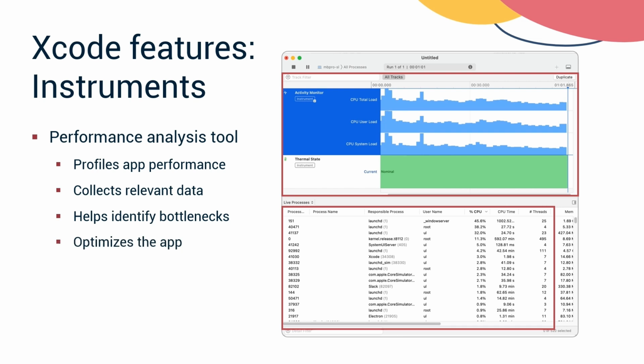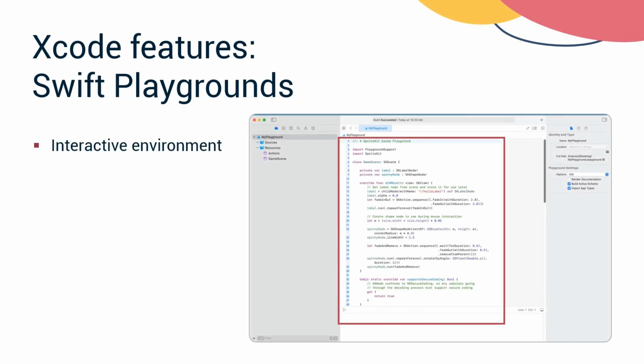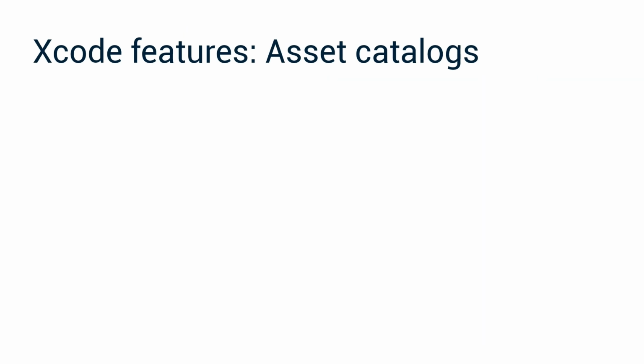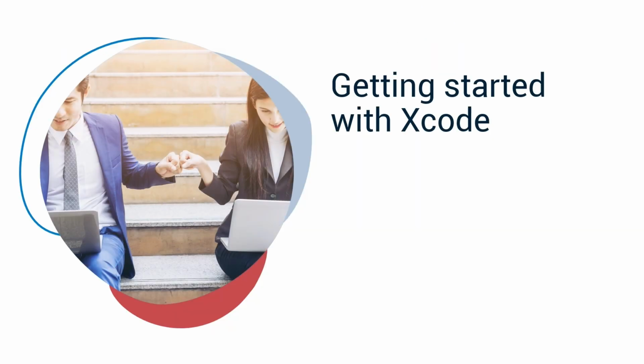Another key feature is Swift Playgrounds, an interactive environment within Xcode where you can experiment with new concepts by writing and testing Swift code in real time. You can imagine how challenging managing assets like images and icons in a multi-platform project can be. Xcode's asset catalogs address this issue by allowing you to organize assets in one place and ensure they are correctly sized for various devices.